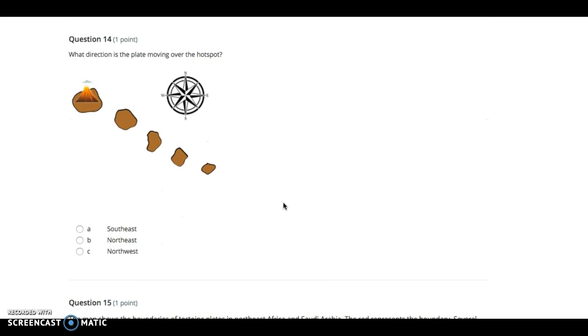Question number 14. What direction is the plate moving over the hotspot? A. Southeast, B. Northeast, C. Northwest.